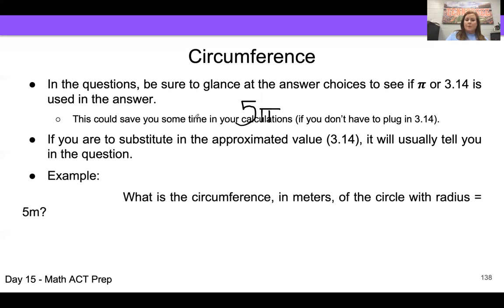Here's an example. What is the circumference in meters of the circle that has a radius of 5? Since it's the radius, I'm going to double it. 5 times 2 is 10. And I slap a pi on there. So 10 times pi is 10 pi.